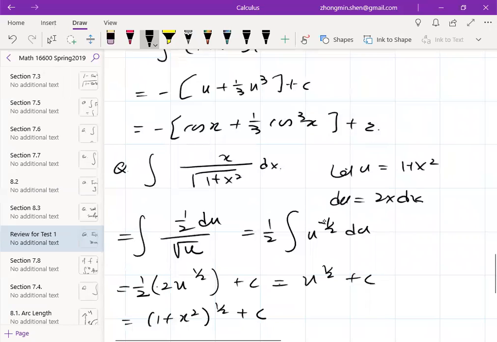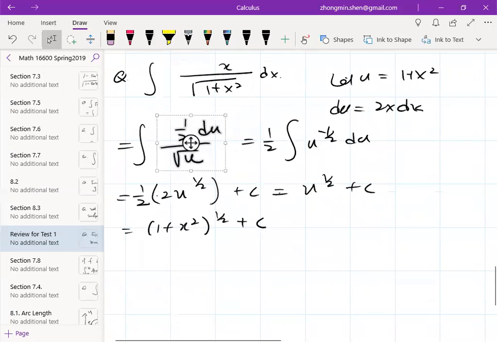I think for this test, I shouldn't put similar problems using substitution. Try different methods. Yeah, I should use simple trigonometric substitutions for some problems. Okay. And definitely there will be problems like that.